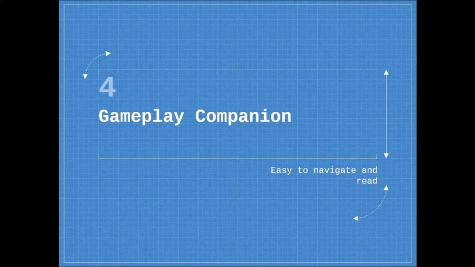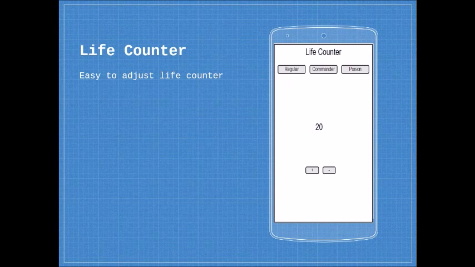And now we'll go over the gameplay companion part of the application. First we have our life counter. It has regular, commander, and poison counters at the top, which will be separate from each other so you can use multiple at once. It will automatically on load set the value to what the proper format is for that. And then we have a plus and minus to add and decrement those numbers.